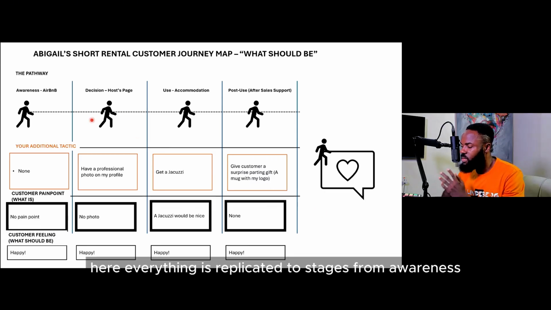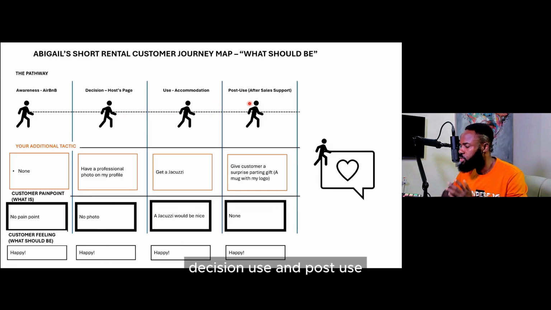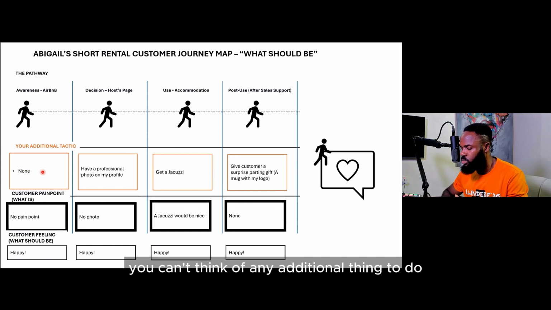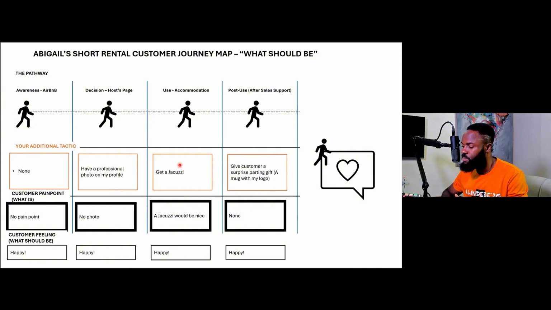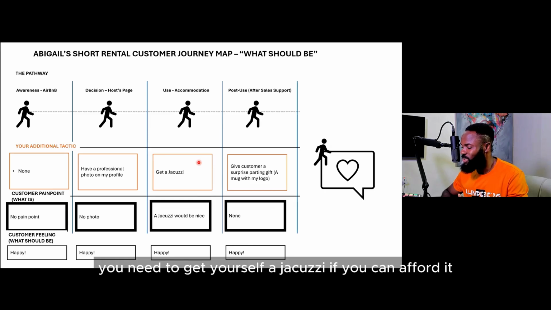Here, everything is replicated. The stages from awareness, decision, use, and post-use. Now you are asking yourself, what should be your additional tactic? At the stage of awareness, you are pretty fine. You can't think of any additional thing to do. So you leave it as none. At the decision stage, it's pretty obvious, right? You need to get yourself a professional photo for your profile. At the accommodation stage, you need to get yourself a jacuzzi if you can afford it.